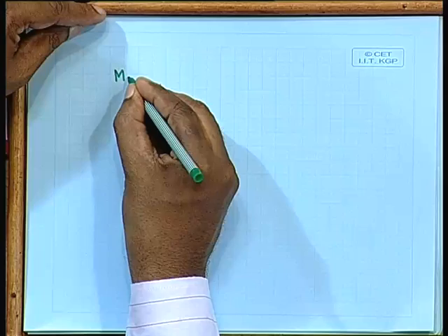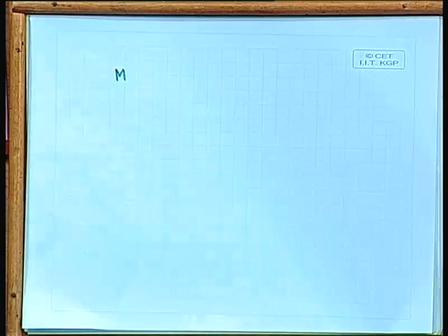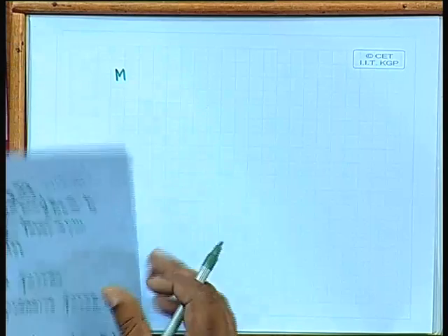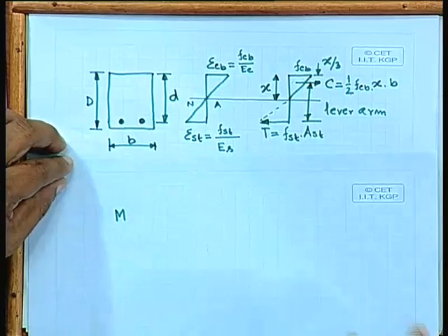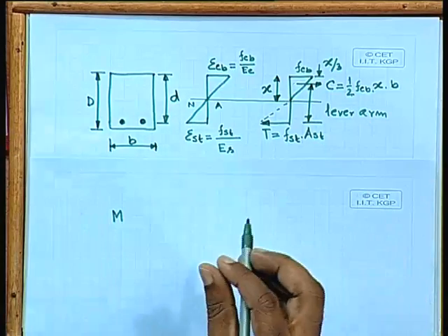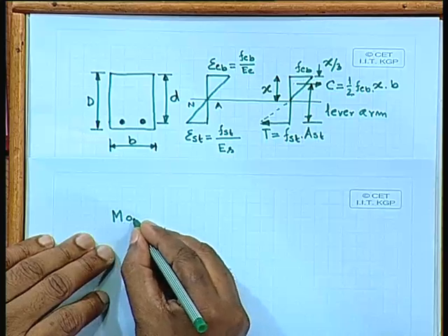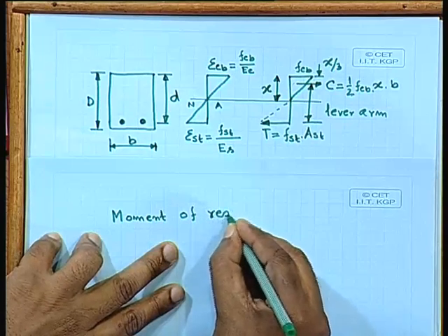So, now come to the next one, the moment of resistance. Let us keep it like this, then it will be easier, so that we can get that equation again. So, the moment of resistance is what we have to find out.